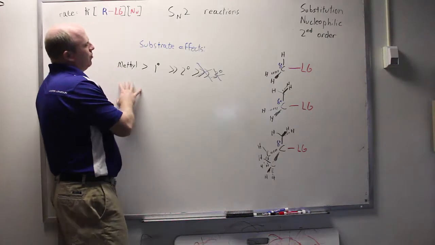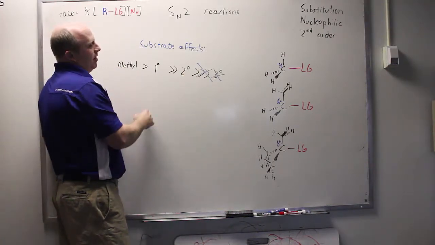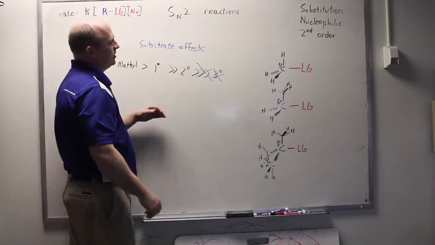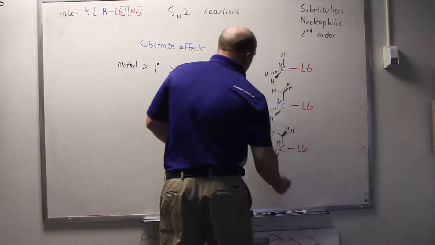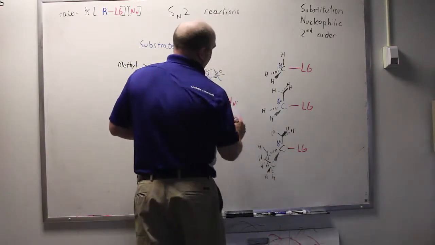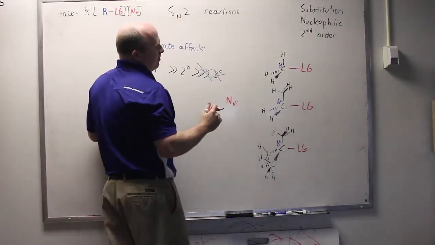Again, the smaller the group that the leaving group is bound to, the faster this reaction goes. And methyl and primary are pretty darn good, secondary is dramatically slower, and tertiary is so slow that it basically never happens. So why is that? Well, in all cases, you have a nucleophile floating around out here, and it needs to get access to the backside of the carbon leaving group bond.